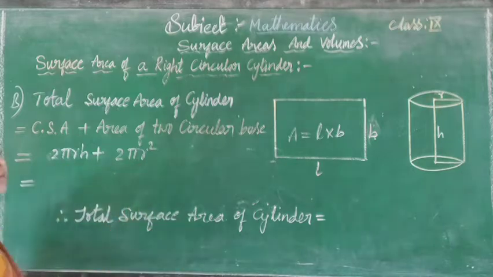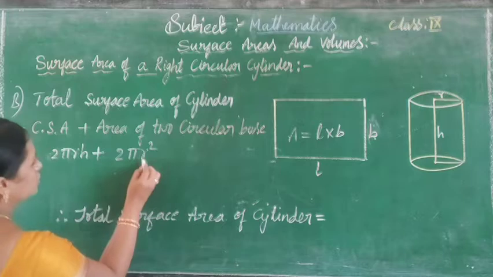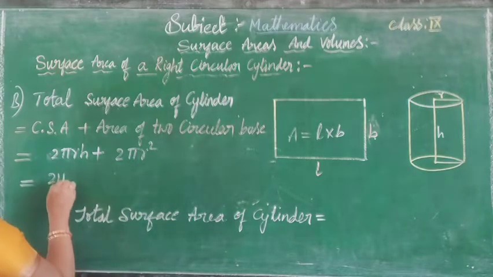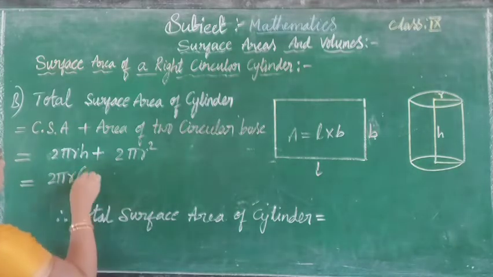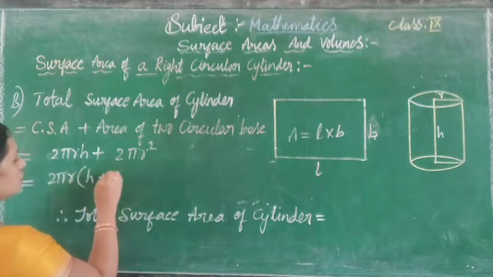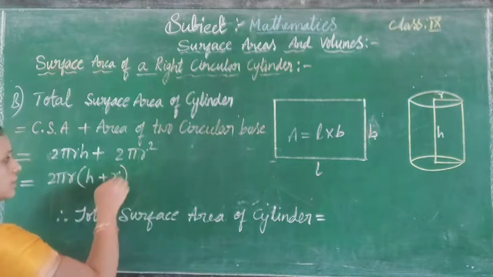What is the common term here? Yes. Here is 2 pi r. Here is also 2 pi r. Take 2 pi r common. What is the remaining term? On the left it is h. On the right it is r. So one r is going out. The remaining r is left out.